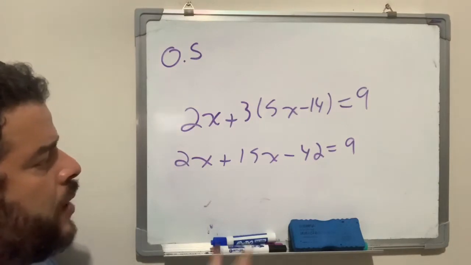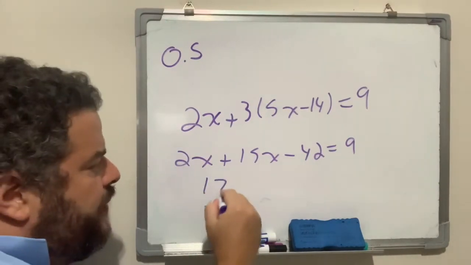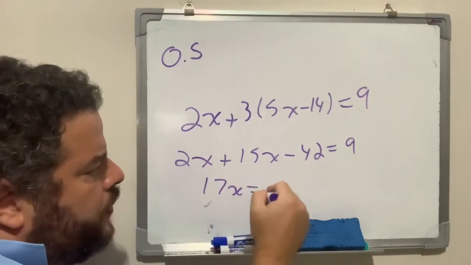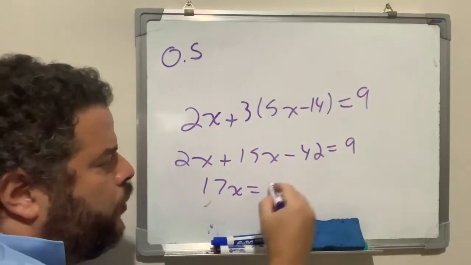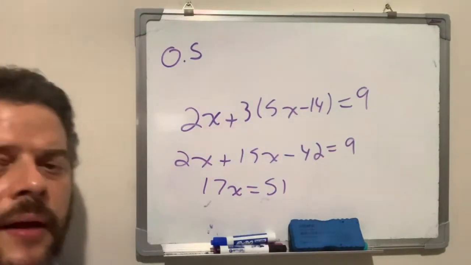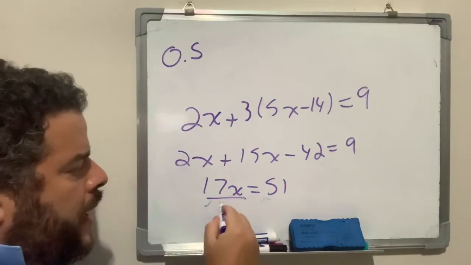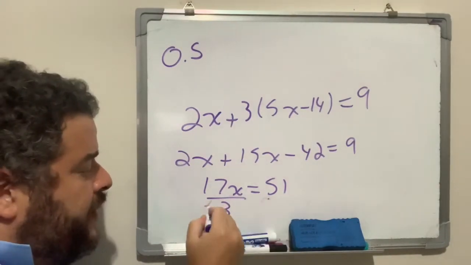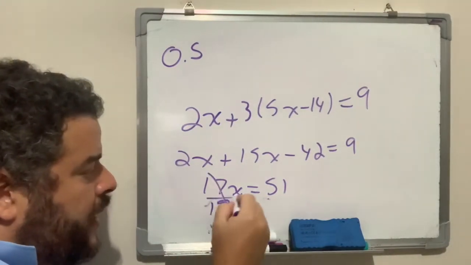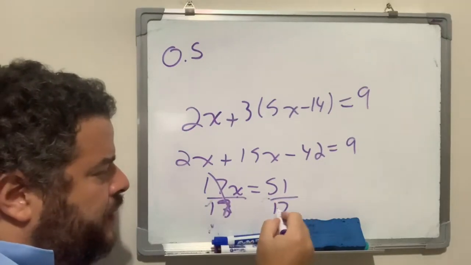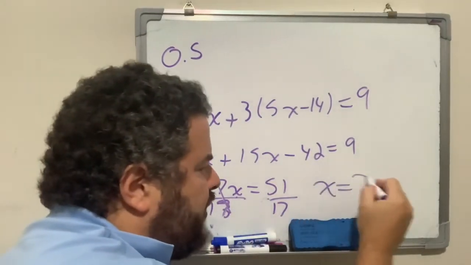9. Now, what am I going to do? I'm going to add everything. So I have 17x equals, I'm going to send the 42 this way, 51. Again, you add. What do I do now? Divide by 17. Sorry. So I can isolate my x, divide this by 17, and you're left with x equals 3.